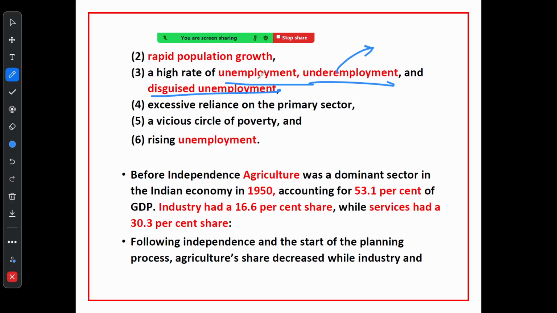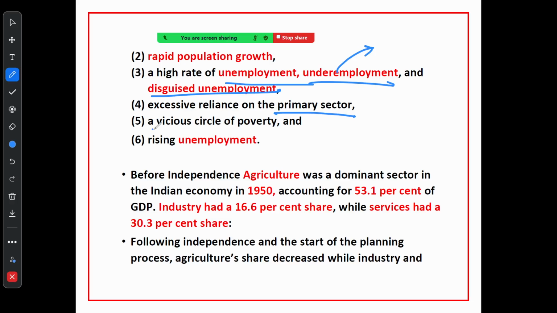Now, the next factor is excessive reliance on the primary sector. The primary sector is about extracting resources from the earth, like farming, fishing, and mining. India relied heavily on farming. This means that if there was a bad crop, the whole economy suffered. It also limited opportunities for growth in other areas.